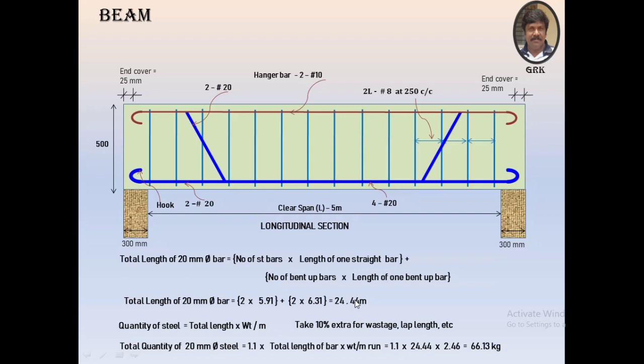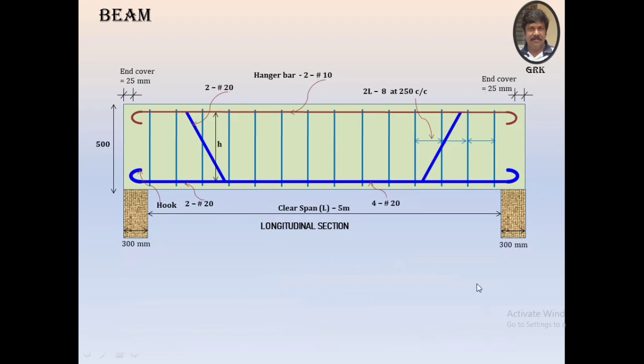1.1 into 24.44 is the total length of the bar, into the weight of this 20 mm bar, as you observed in the very first class. For 20 mm, it is 2.46 kgs. So the total quantity of 20 mm bar required is approximately 66.13 kgs. So this steel, which we have to provide for the main reinforcement, is a quantity of 66.13 kg.